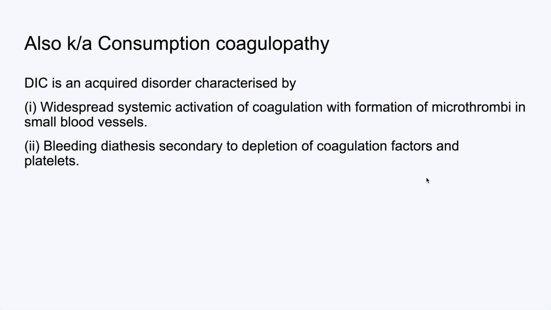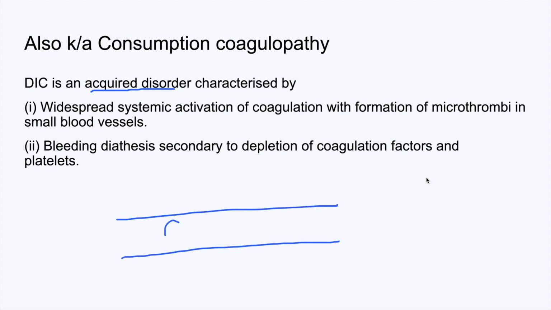DIC is an acquired disorder, and it is characterized by two things. Due to some condition or cause, there is activation of coagulation, which leads to the formation of microthrombi. Microthrombi are formed all over the body in small blood vessels, and because so many small thrombi are formed, this leads to depletion of the coagulation factors and the platelets. As the coagulation factors get depleted, this will lead to bleeding. This, in general, is what DIC is.